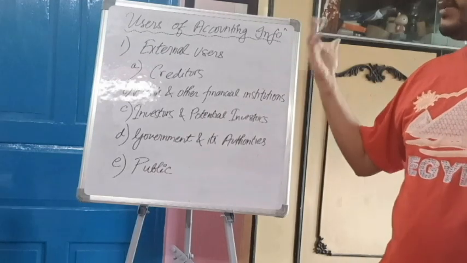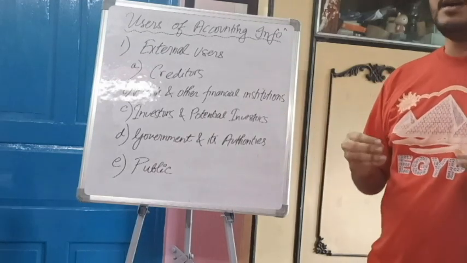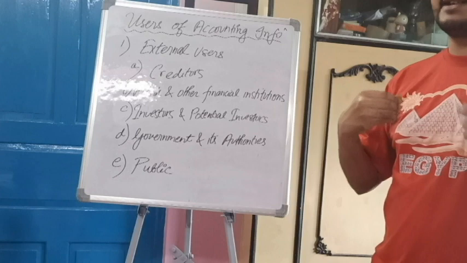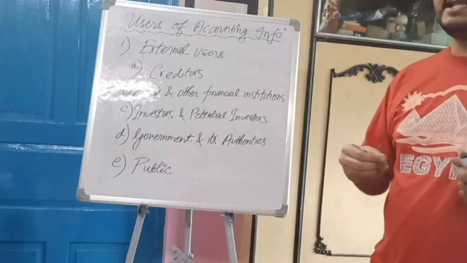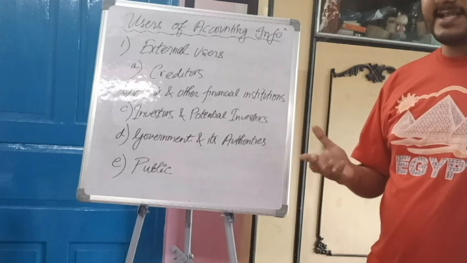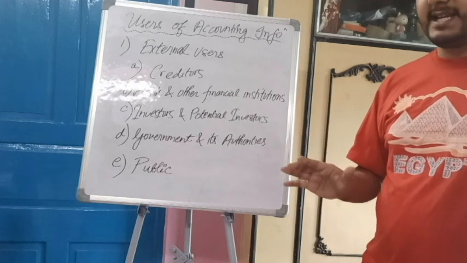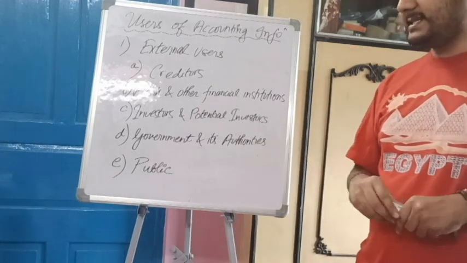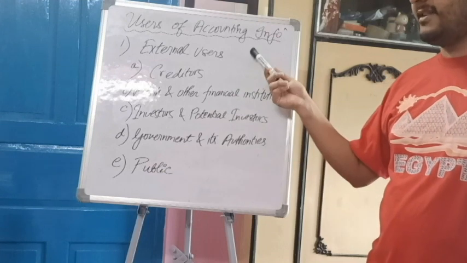How much employment it is giving, how much it is giving back to the environment, whether there is any fraudulent activity or not, like the various types of scams which happen, whether it is free from that, and hence the public also keeps an eye on the accounting information.